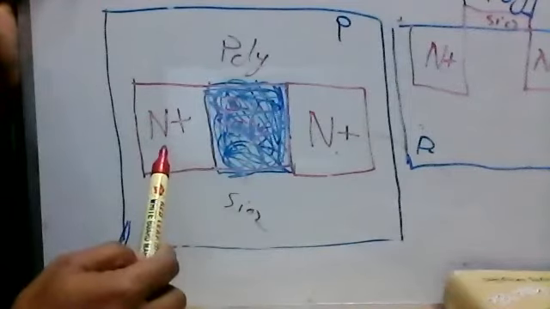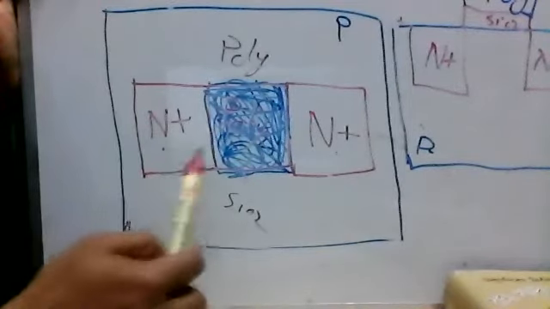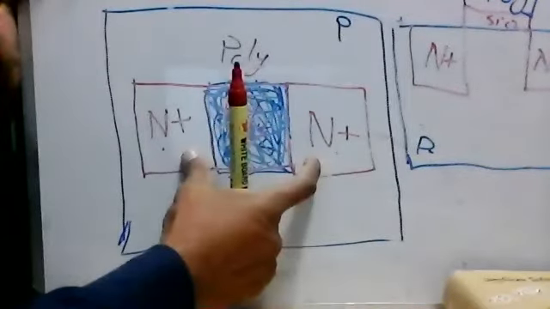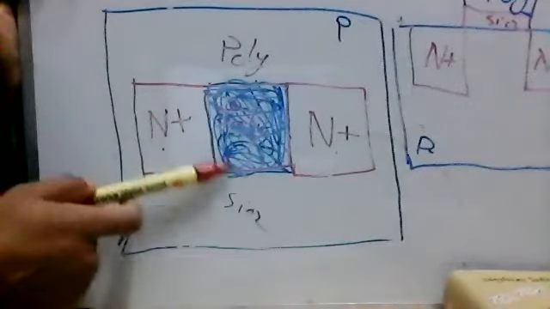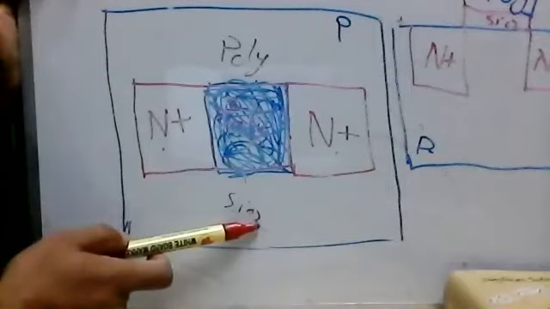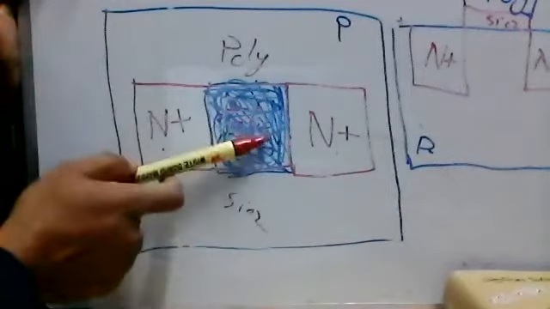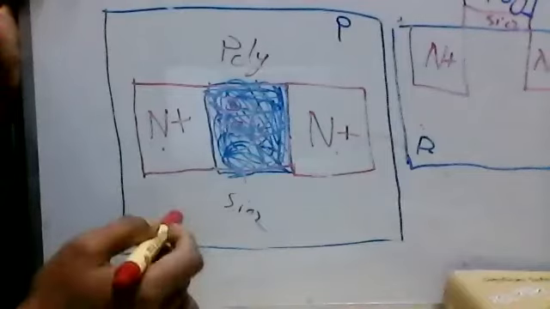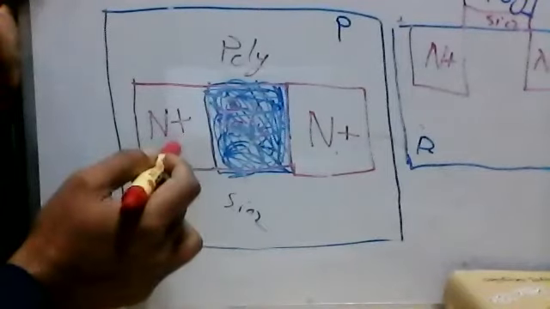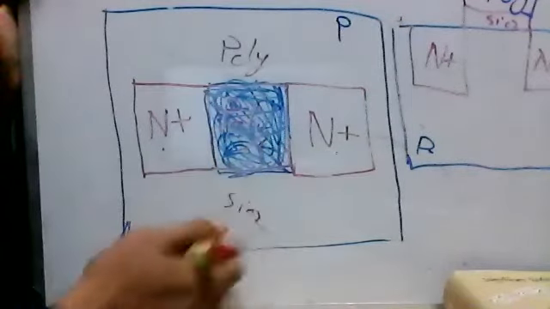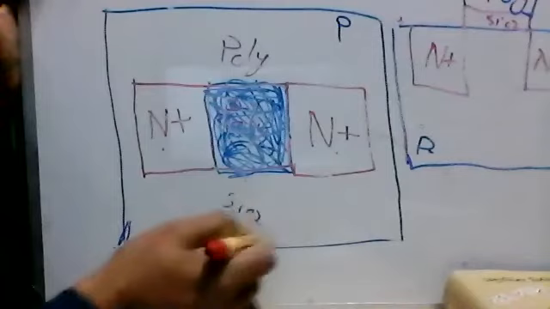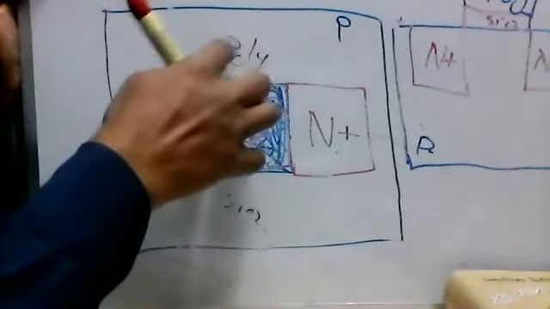We use a high concentration of those negative ions, and then these two areas turn into N plus, and between those two N plus areas, we apply the silicon dioxide material. So now you look at that: the first layer is the P-type substrate, the second layer is the N plus, the third layer is the silicon dioxide, and the fourth layer is a polysilicon.